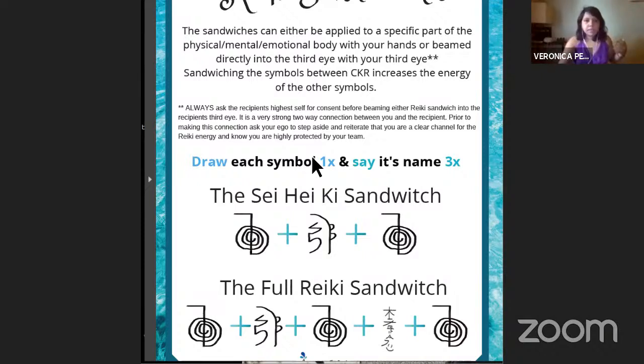Before I do this, I like to say this little prayer: I am a clear channel for the Reiki energy and I'm highly protected. It's just an extra reminder that I'm not going to absorb any of this.